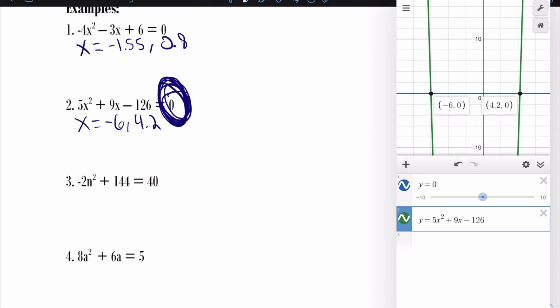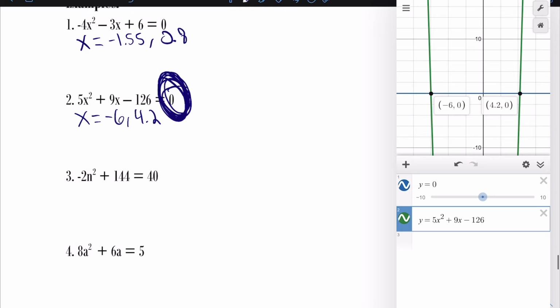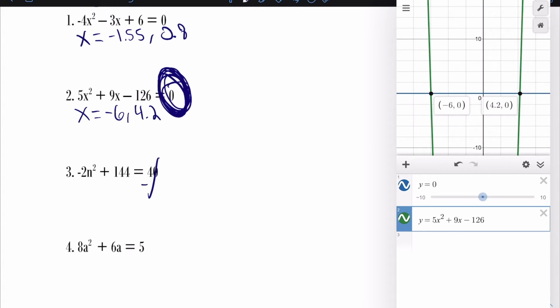All right, so if I want this right side to be equal to 0, then I need to cancel out this positive 40. The opposite of a positive 40 is a negative 40. So we're going to subtract 40 on both sides. That's going to be 0 on the right equals 104 plus negative 2n squared. And that's the equation we're going to type in for number 3.